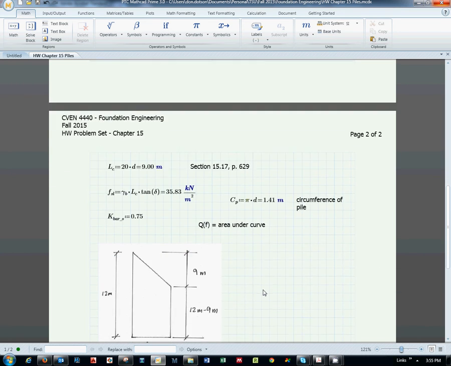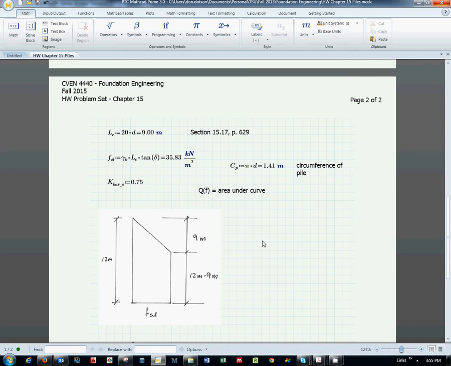So let's look at the frictional part of this pile. L sub C is 20D. If you look at section 15.7 at the bottom of page 629, it says that. So the diameter of the pile times 20 gives me 9 meters. The friction is the buoyant unit weight times the critical depth times the tangent of delta. Delta is the angle of friction between the soil and the pile. Remember, we get that from lab tests. A direct shear test will give you that number. So we get 35.84. The circumference of the pile is equal to pi d, which is 1.41 meters.